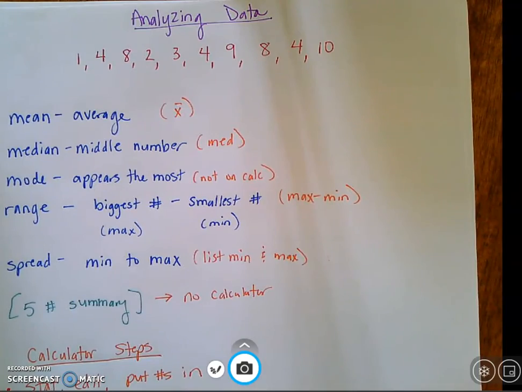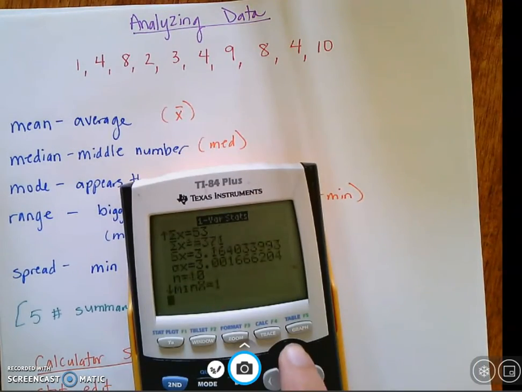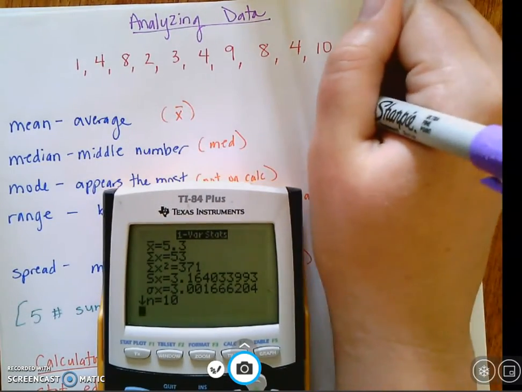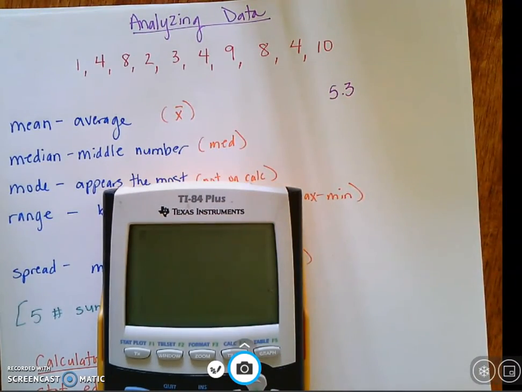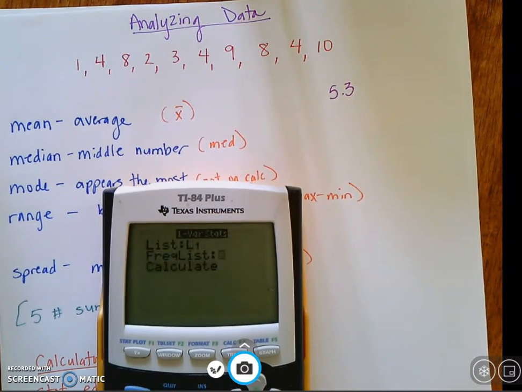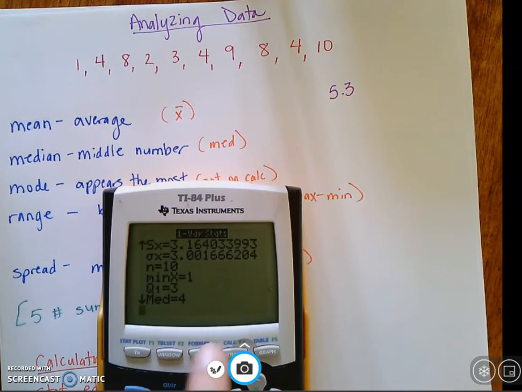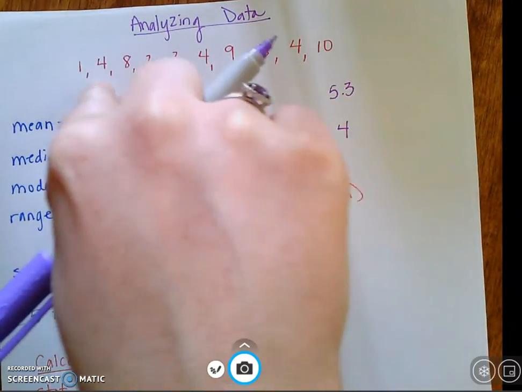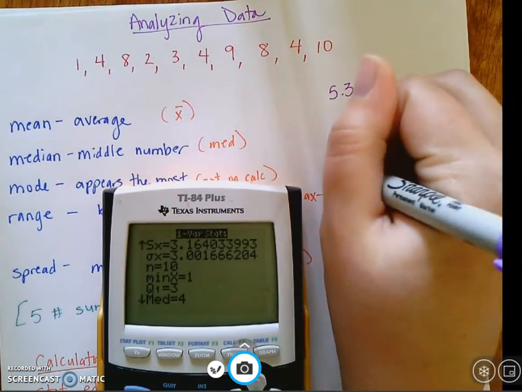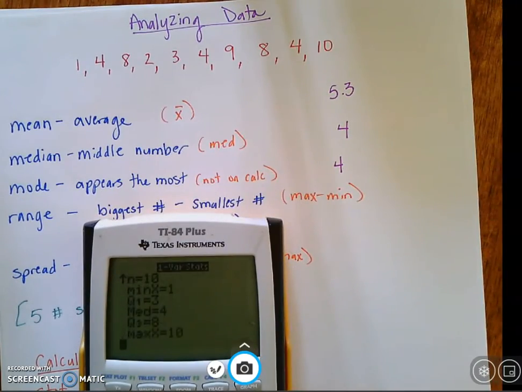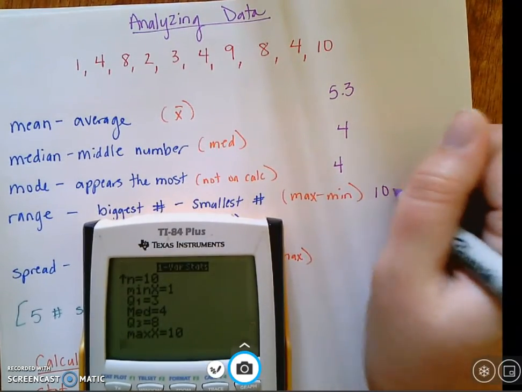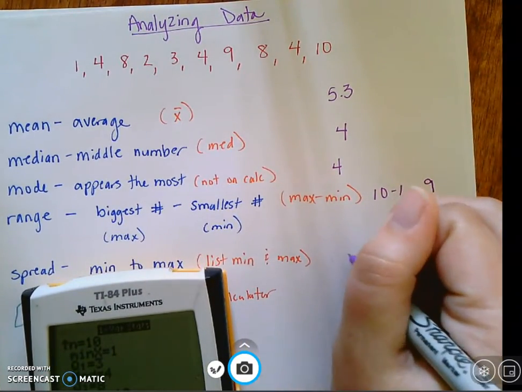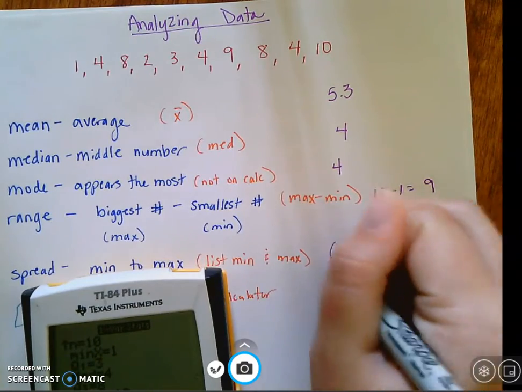So for this one, scroll back up. Looking at x bar, my mean was 5.3. If you do this by hand, you should get the same thing. My median was 4. My mode does not show up on the calculator, so I actually have to look. 4 shows up the most, so my mode is also 4. Range, I do max minus min, 10 minus 1 equals 9. And my spread, I would say, is from 1 to 10. You write it like that.